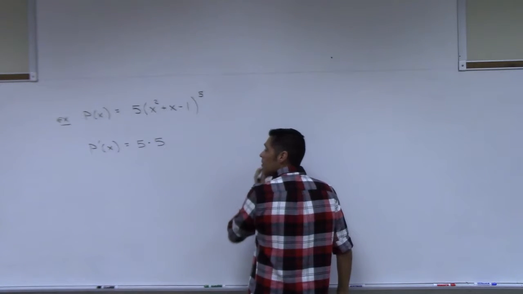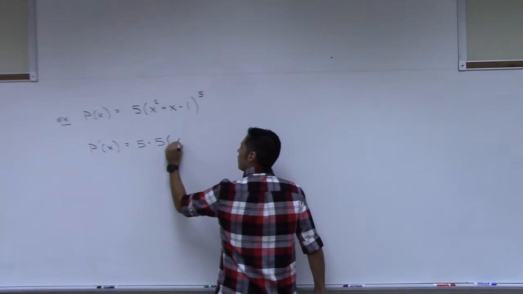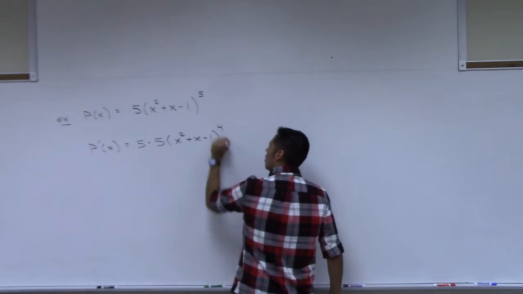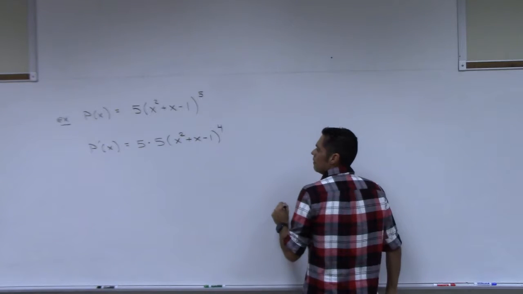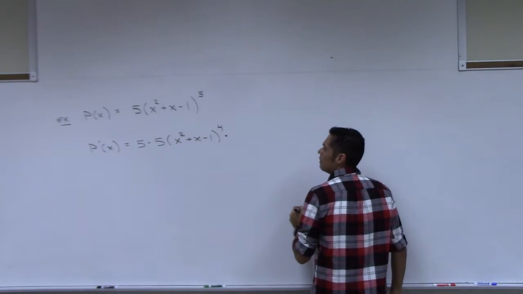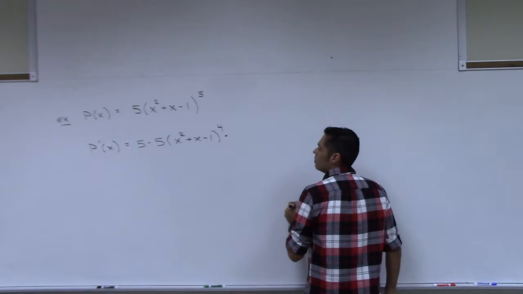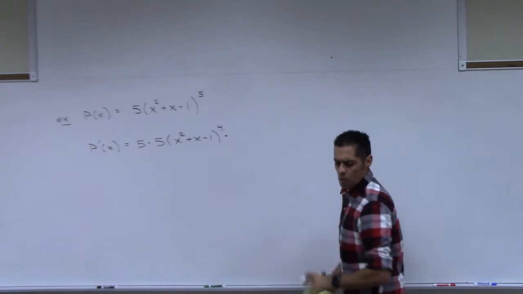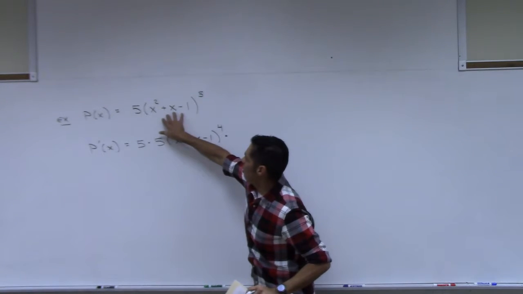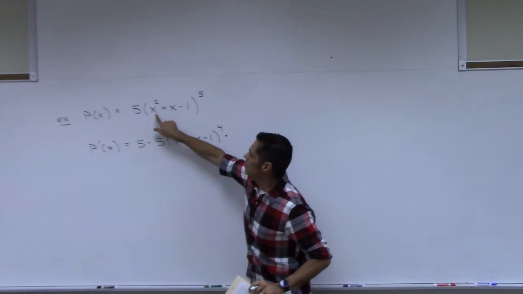And then parentheses. X squared plus x minus 1 to the power of 4. Good. And then that's going to be multiplied by, so times, x to the power of 1. What are you doing now? I'm getting the derivative of x. Of this, right? That should just be x plus 1.